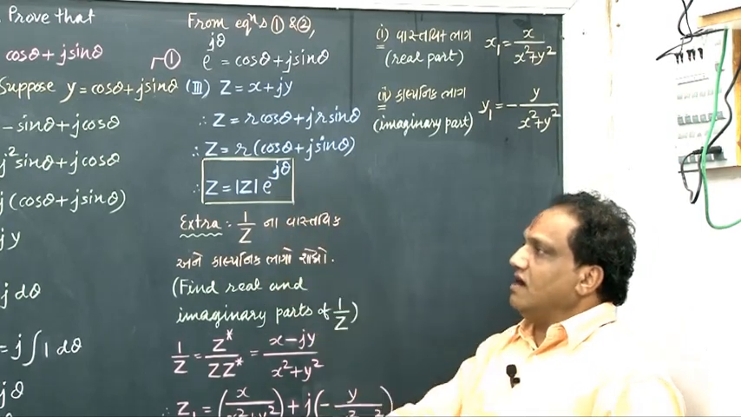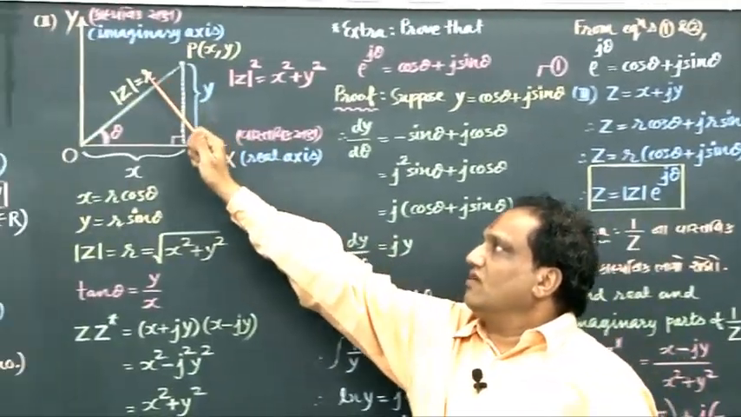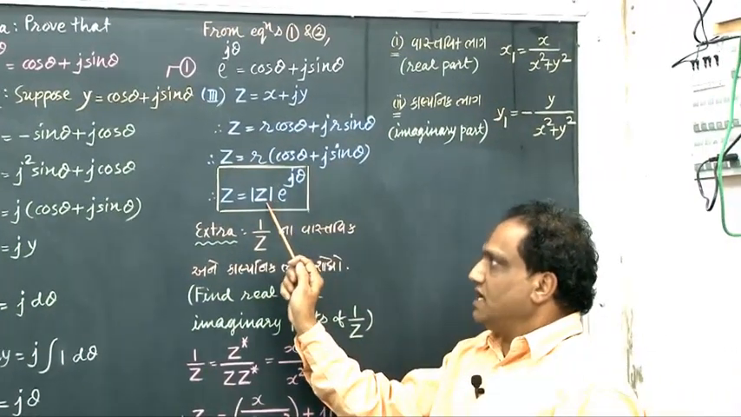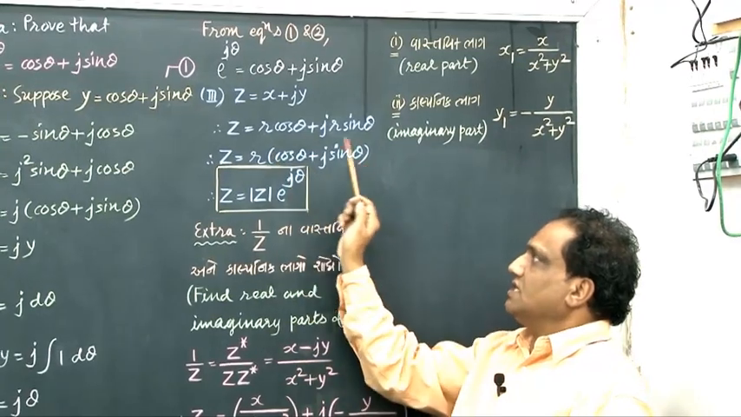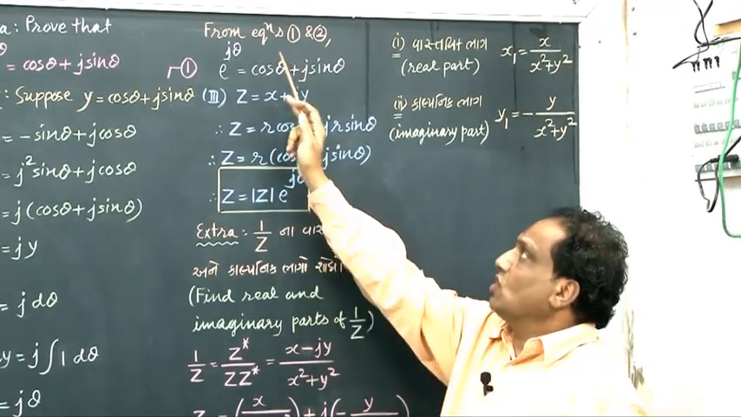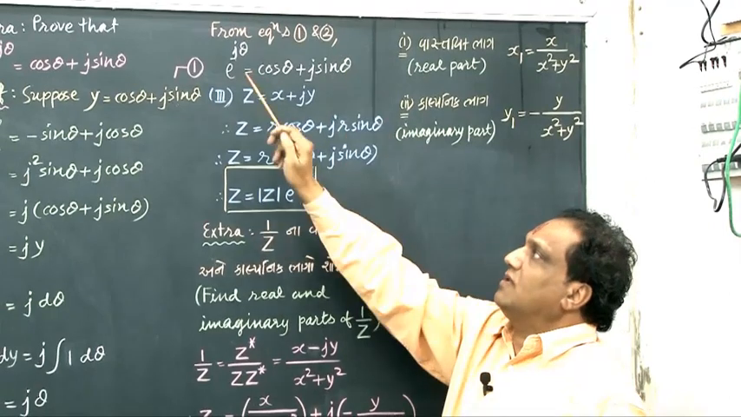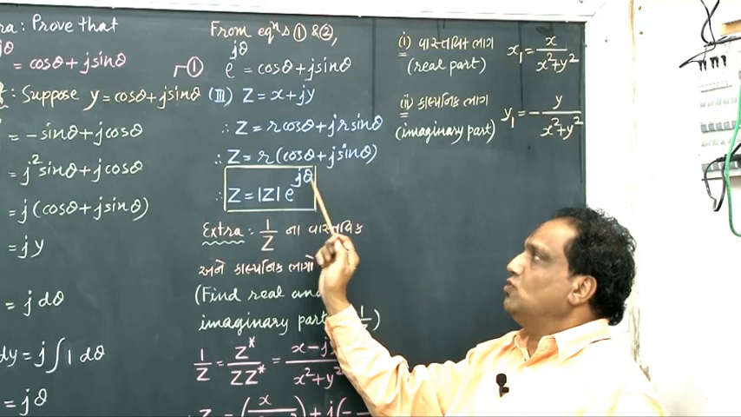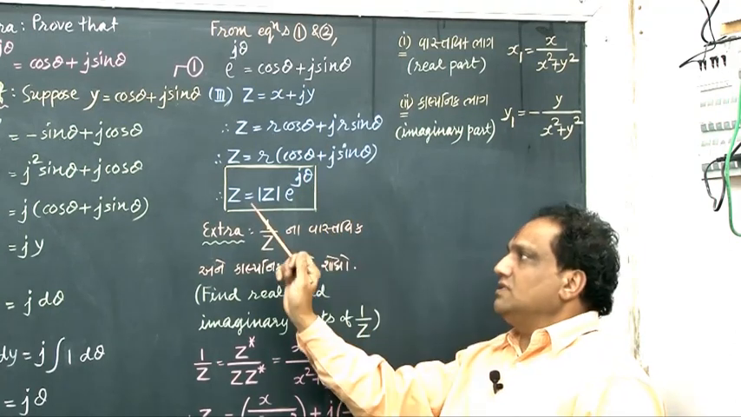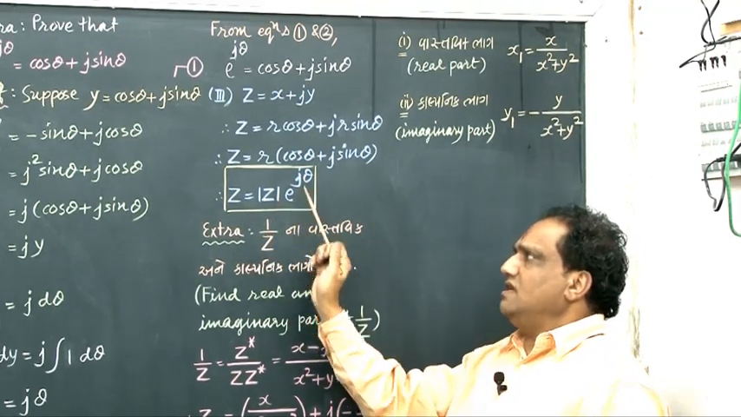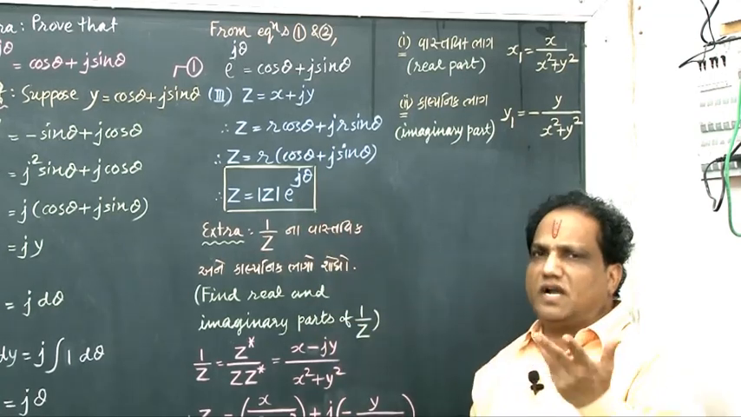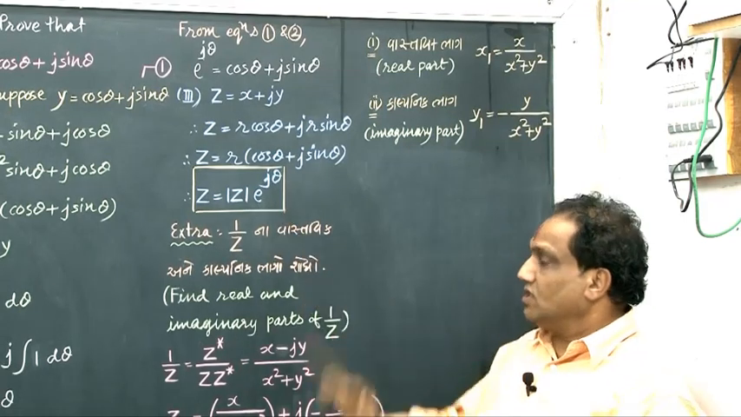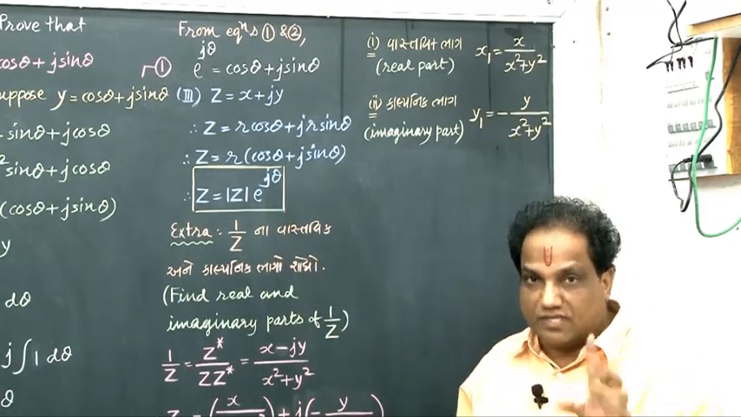Now in place of r, what you can write? Mod z. So in place of this r, I am putting mod z, and recently we have proved cos theta plus j sin theta can be replaced by e raised to j theta. So this whole bracketed term is replaced by e raised to j theta. z equals mod z e raised to j theta. This is the third way of representing a complex number.